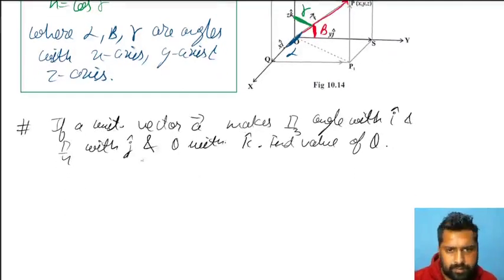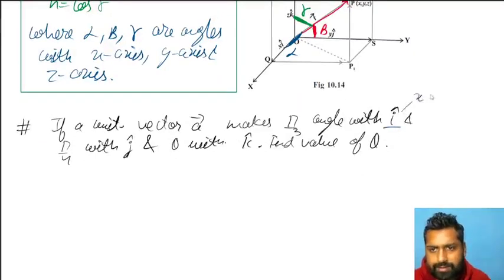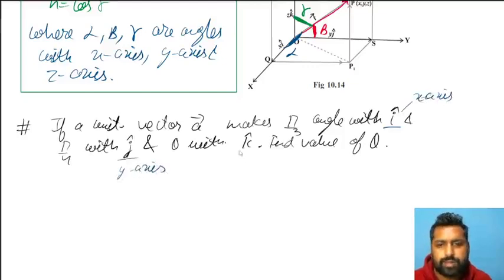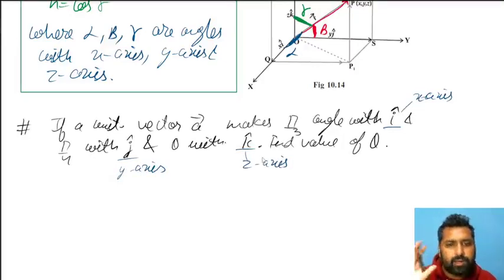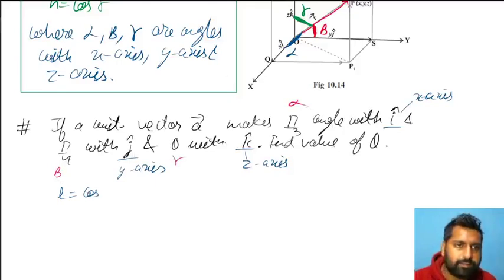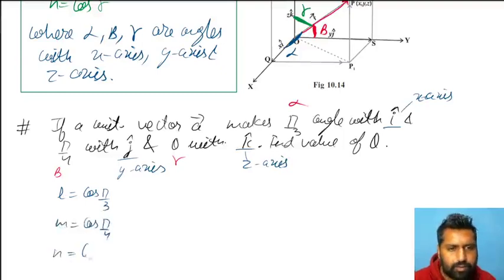So you have a vector. The moment it says angle with I cap, he's talking about the x-axis. This one he's talking about the y-axis. This one he's talking about the z-axis. The moment you see this, the first thing that should come to your mind is cos alpha, cos beta, cos gamma. So he's indirectly giving us L, M, N. So L is cos alpha. This angle here is alpha, this one is beta, this one is gamma. So L is cos pi by 3, M is cos pi by 4, N is cos theta.